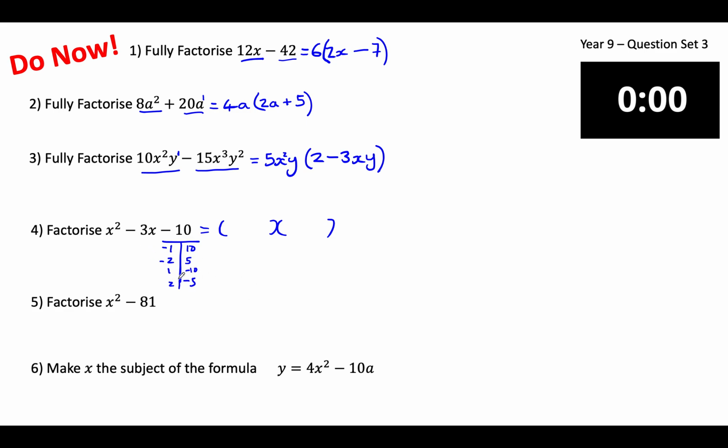Okay. But which pair adds together to make this negative 3x here, the negative 3? One of these pairs will add together to make that. It's this pair here. 2 take away 5 would be negative 3. So those are the two numbers that go in my bracket. Now you put your letter at the start of each one, and then the 2 is positive, so we have positive 2. There we go. And then this one's negative 5, so we put negative 5. X plus 2, x minus 5.